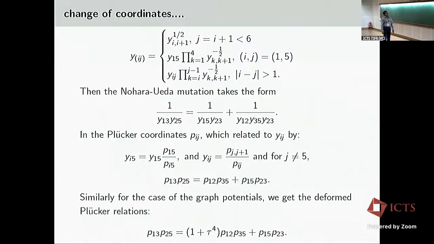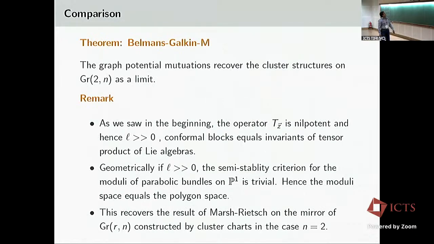So in general, let me end with the theorem. The graph potential mutation recovers the cluster structures on the Grassmannian 2n as a limit. As we pointed out in the beginning, the operator Tz is nilpotent. Hence, for L greater than 0, the invariance, the conformal block, should be equal. This is reflected by the fact that this tau is coming in. And geometrically, this has a meaning.